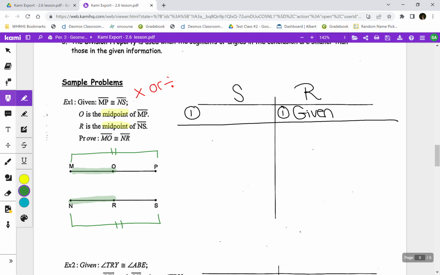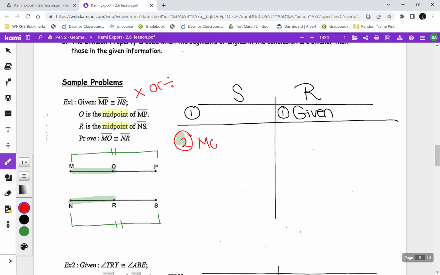Which one is that, multiplication or division? Division. So we're going to go in and we're going to say MO is congruent to NR, division.